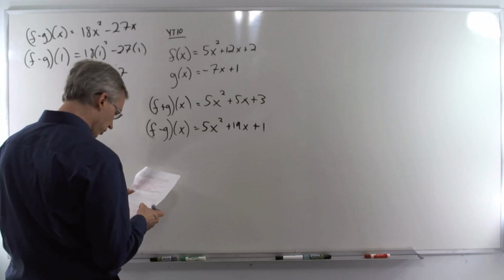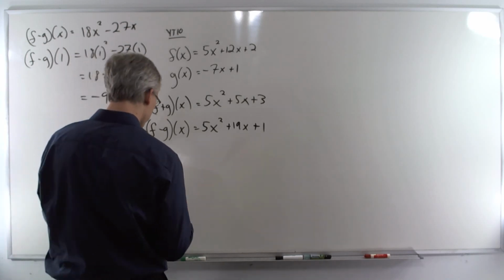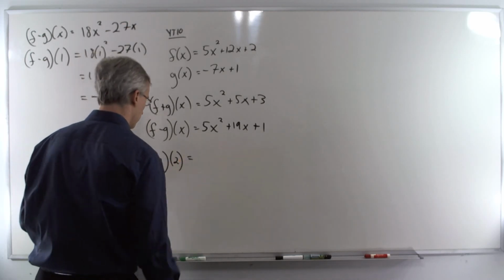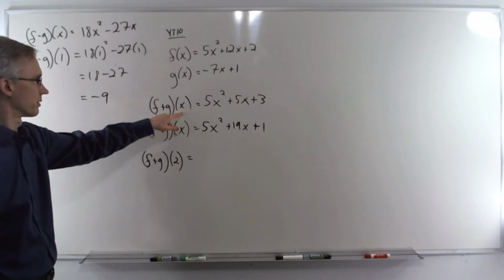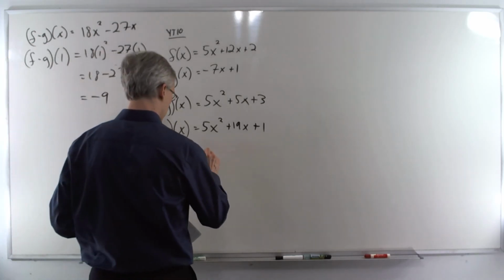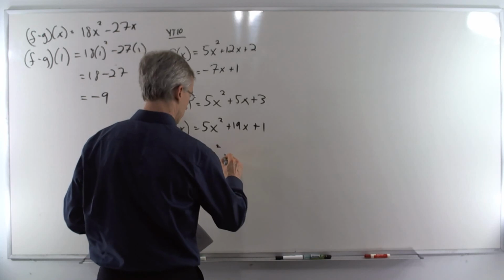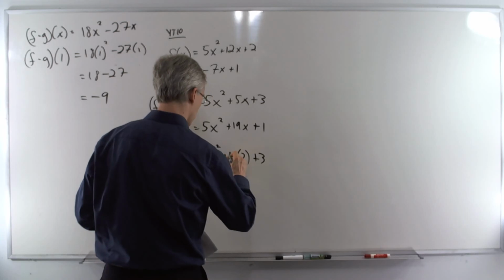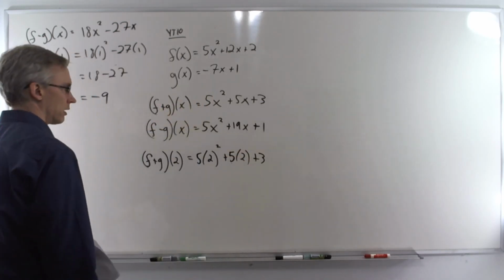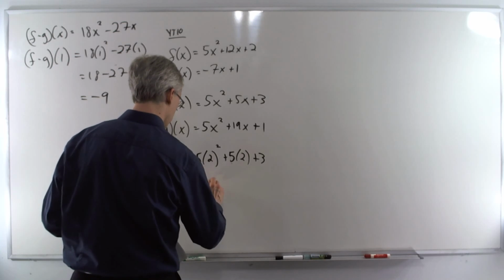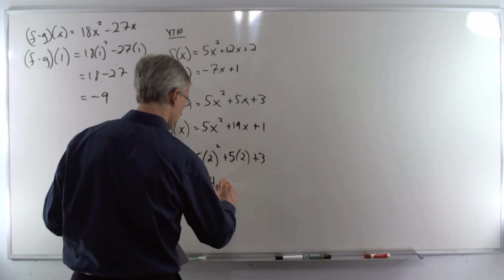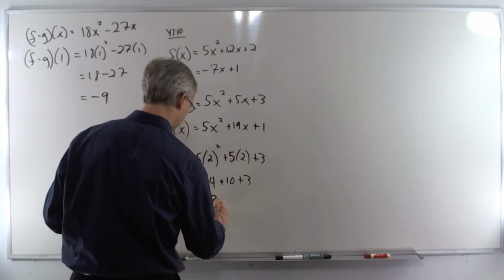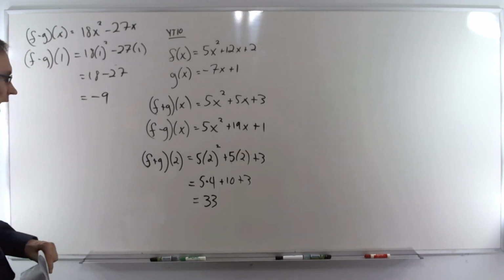Now we can plug in the values. We're looking for f plus g of 2. So we're plugging in 2 into this one. That gives us 5 times 2 squared plus 5 times 2 plus 3. All right, evaluating. We got 5 times 4 plus 10 plus 3. That's 20, 33. So we get 33 for f plus g at 2.